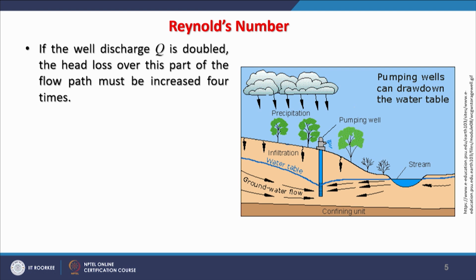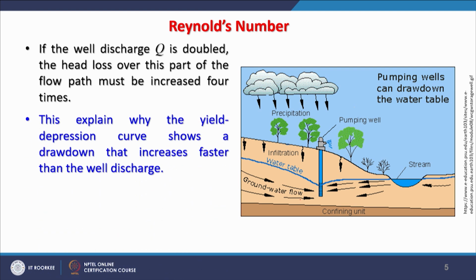So, if the well discharge Q is doubled, suppose instead of a less powerful pump we have doubled the power of the pump, the head loss over this part of the flow path must increase 4 times, because it is a square relationship. So, here you can see this cone of depression, which is very shallow, and the flow may remain laminar, but the flow generally is very slow towards the well in real situations.